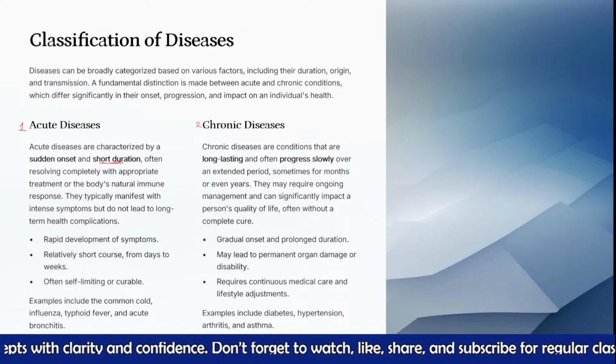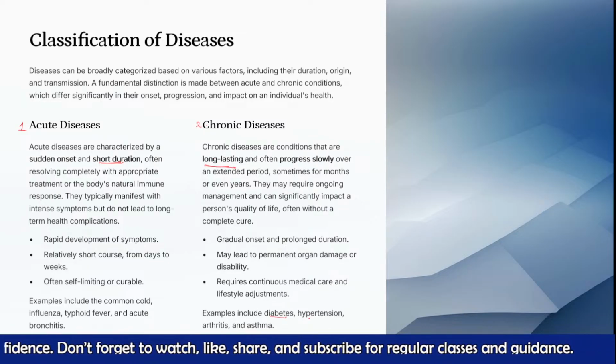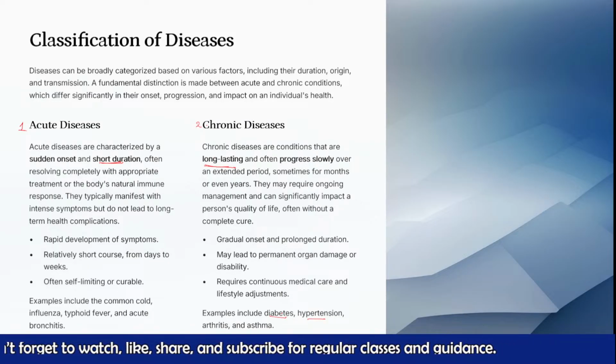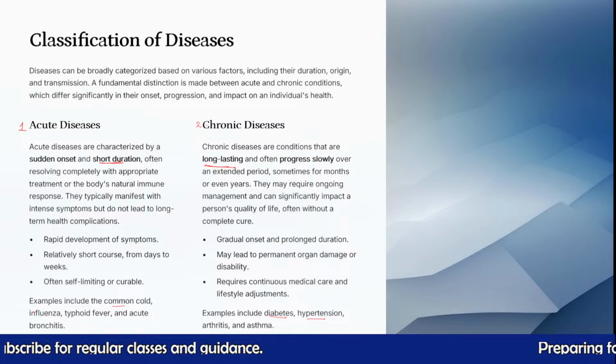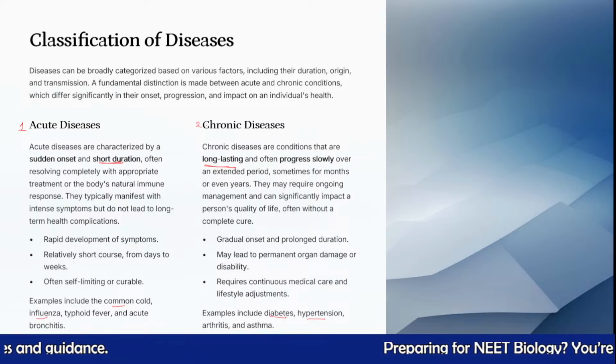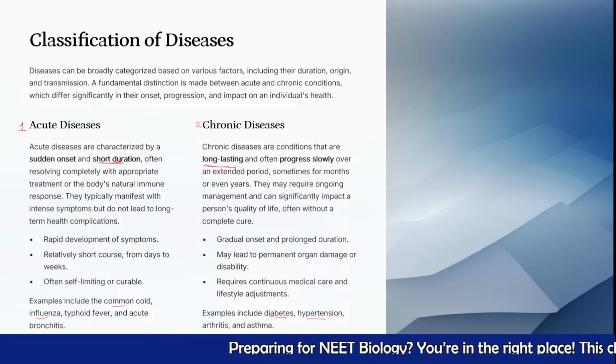But chronic diseases are long lasting diseases. For example, diabetes and hypertension are long lasting chronic diseases. But common cold, influenza, and typhoid are acute diseases. So remember one type of classification: acute and chronic disease.